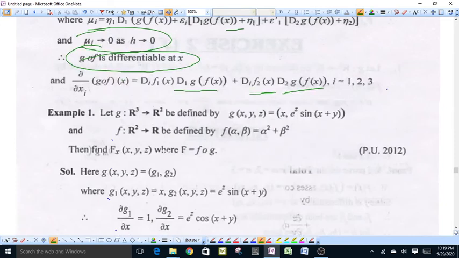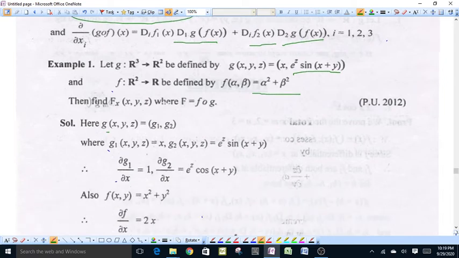Let us take an example. Suppose g is a function defined from R3 to R2, defined by g(x, y, z) = (x, e^z sin(x+y)), and f is defined from R2 to R, defined by f(alpha, beta) = alpha^2 + beta^2, and then we have to find the partial derivative of this composite function f of g with respect to x.